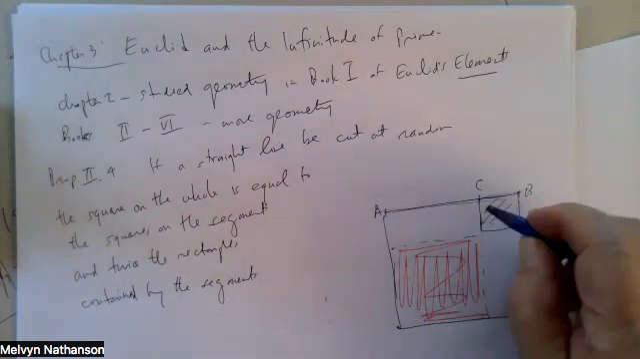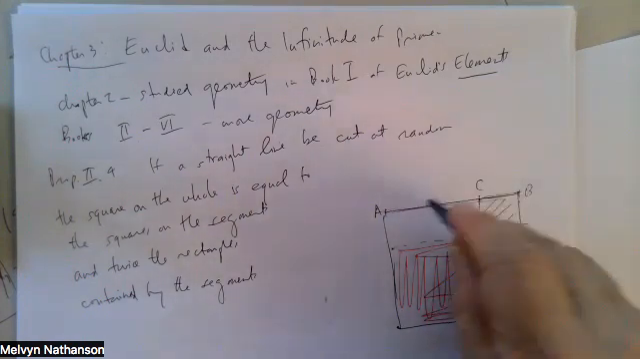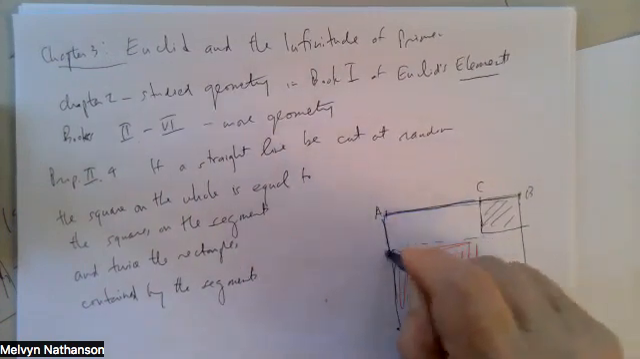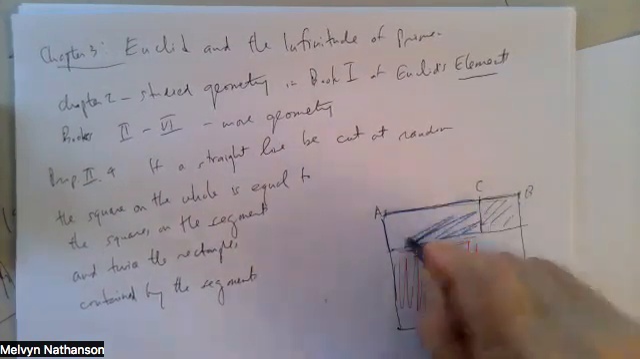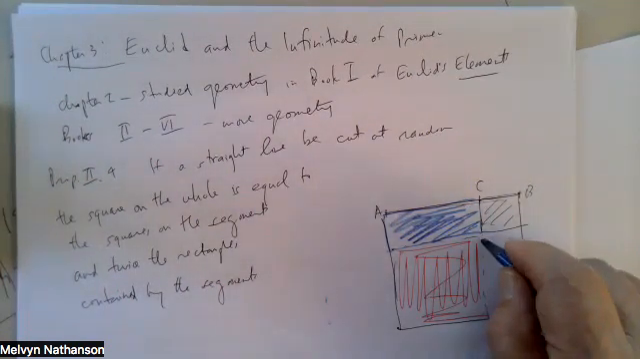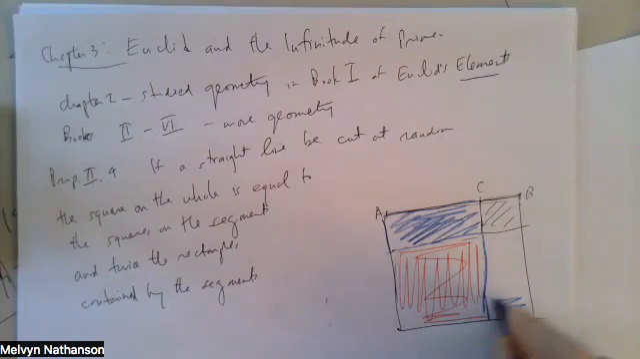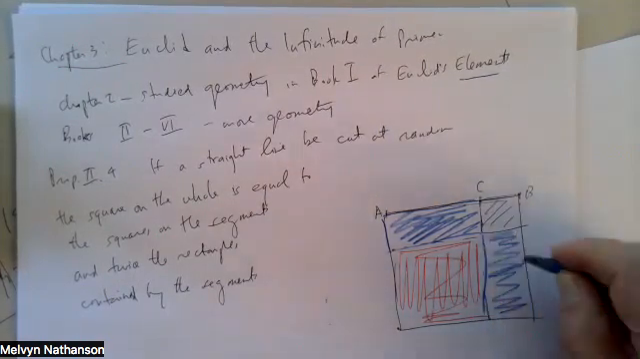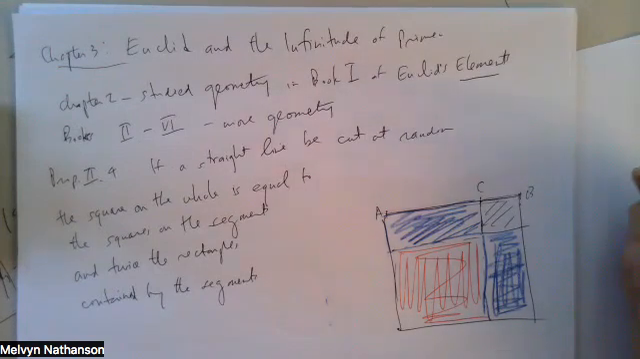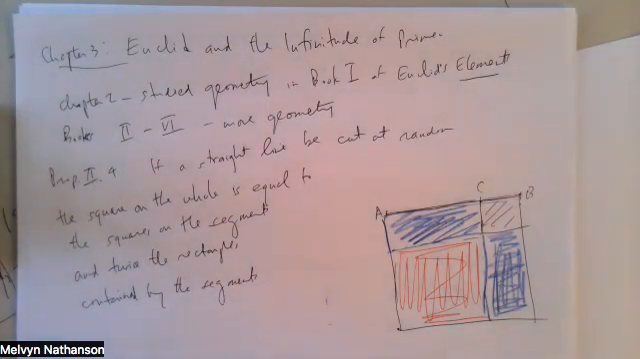So the rectangles contained by the segments. Here's one segment, and here the small pieces of the other segment. So this is a rectangle contained by the segments. And this is another rectangle contained by the segments. So what Euclid is saying is what you see in this picture.